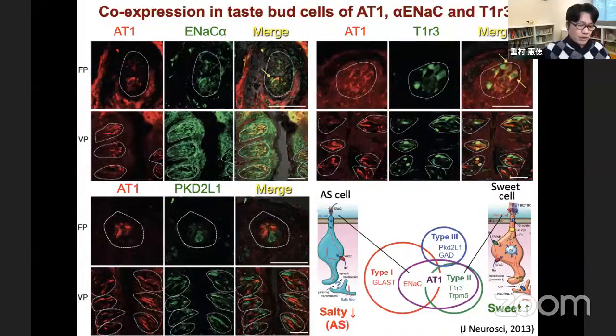Next, we looked at the co-expression pattern of AT1 and taste cell receptors. The analysis demonstrated that AT1 receptor is co-expressed with the ENaC salt taste receptor and T1R3, the sweet umami receptor, as you can see here in the yellow. But AT1 is not co-expressed with PKD2L1, a sour receptor candidate gene. You cannot see the yellow signal.